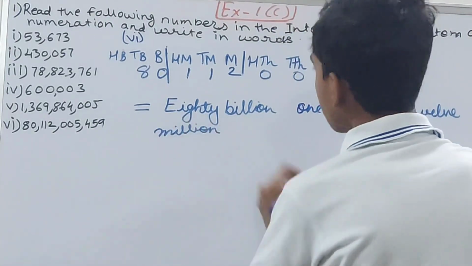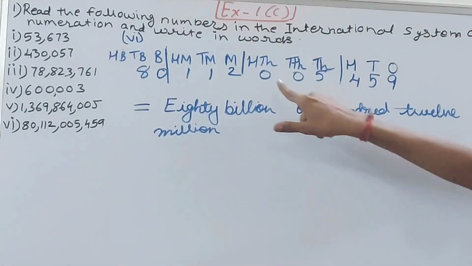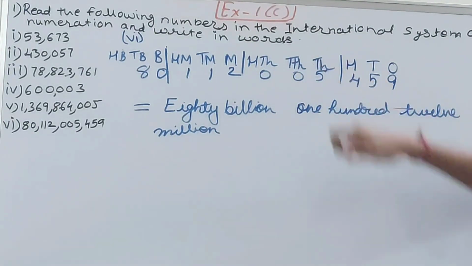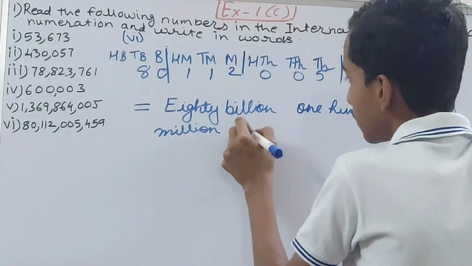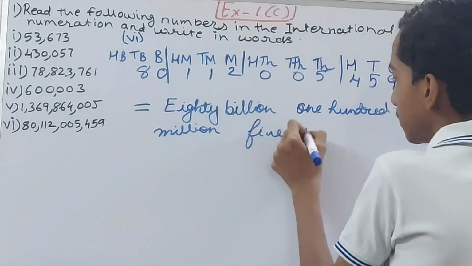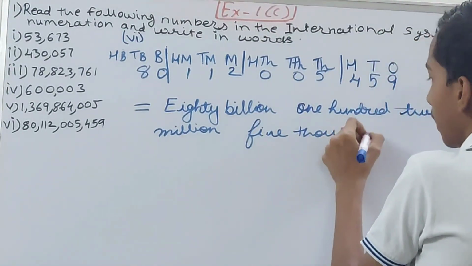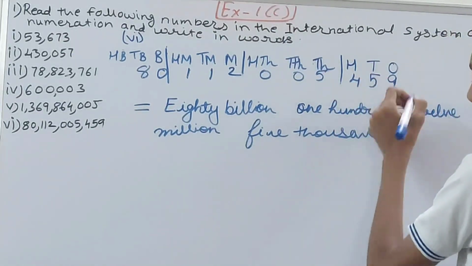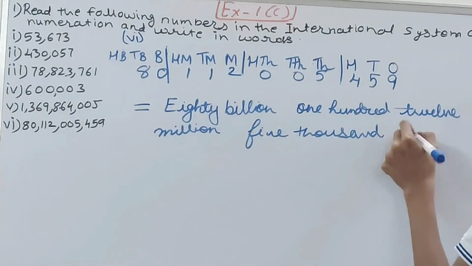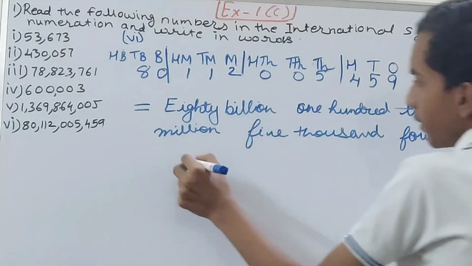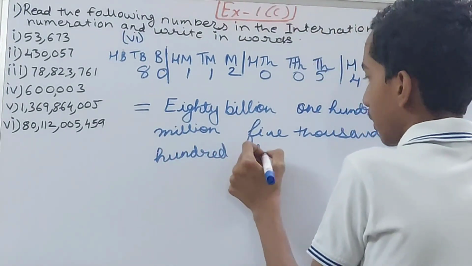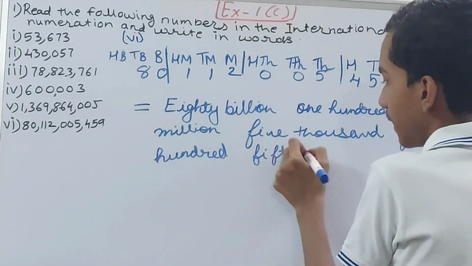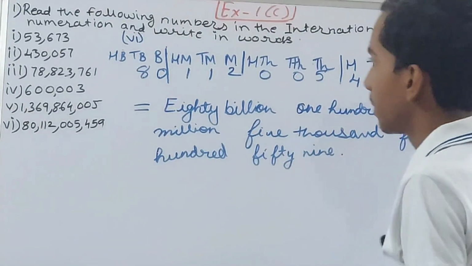right? Then you have 100,000s, 10,000s and thousands. 100,000s and 10,000s are empty. There is only 5 at thousands place, 5,000. Then 459. You can read that, it is a simple one. So 459, right? And that becomes the answer.